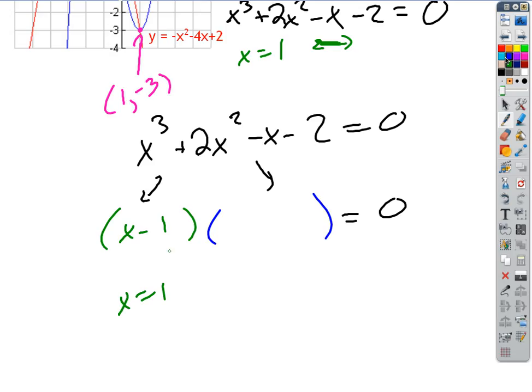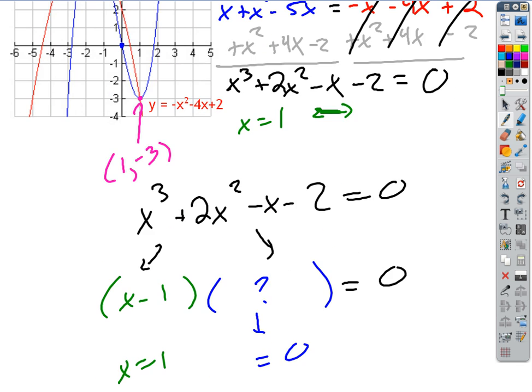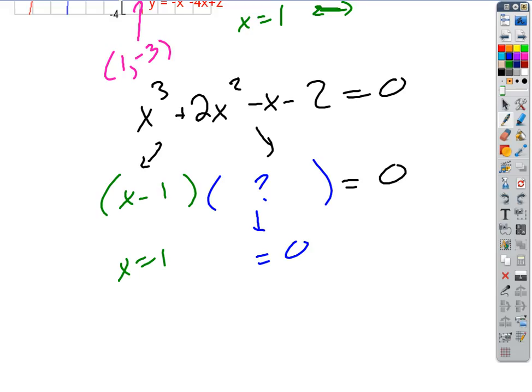What we want to do is just find that guy. If I knew what that factor was, I could set this one equal to 0 and solve, right? Okay? So how do we do that? If I know that x minus 1 is a factor of x cubed plus 2x squared minus x minus 2, how do I find the other factor?